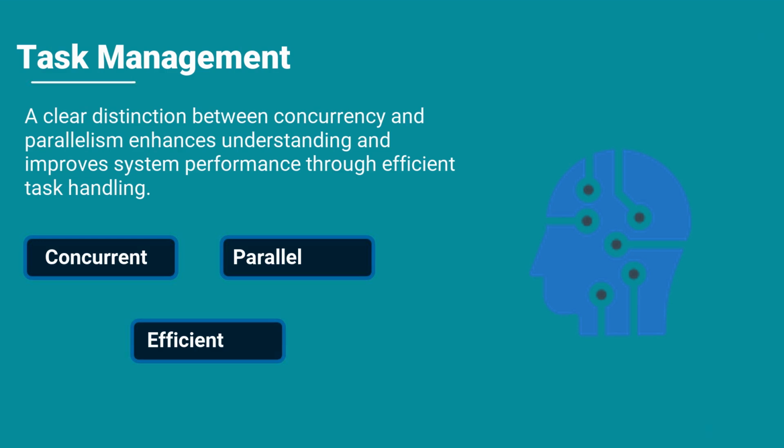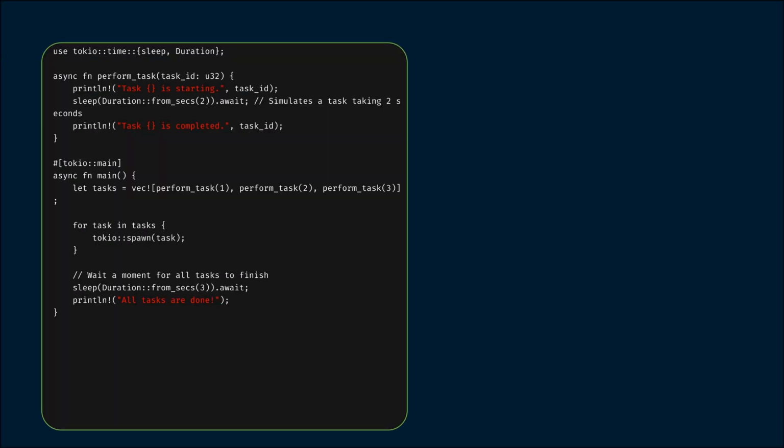A concurrent system can run on a single core CPU by interleaving tasks, while a parallel system requires multiple cores to truly execute tasks simultaneously, thereby improving performance and throughput. Now let's implement a simple example to illustrate concurrency in Rust using the Tokio runtime.